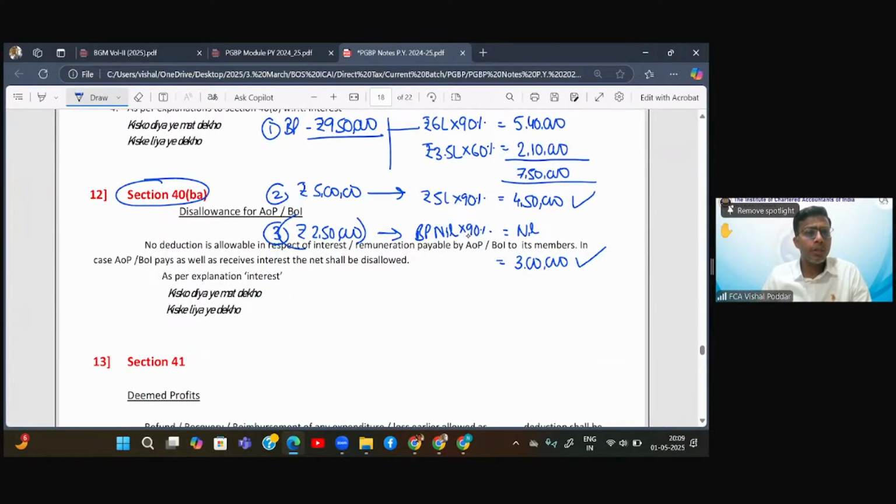Section 40 clause BA applies to AOP BOI. For AOP BOI, there is no deduction of interest or remuneration. So any interest or remuneration which AOP BOI is paying, it is not allowed at all.